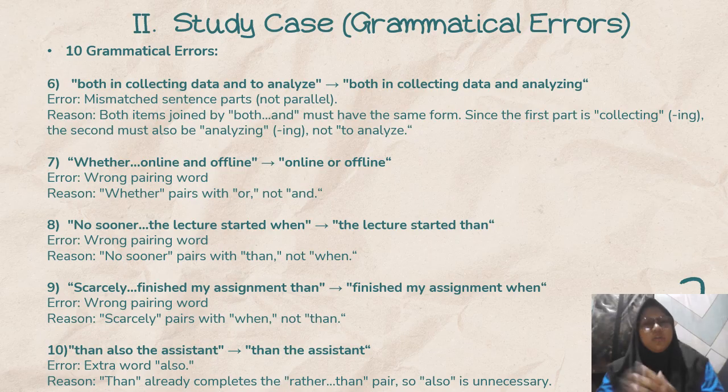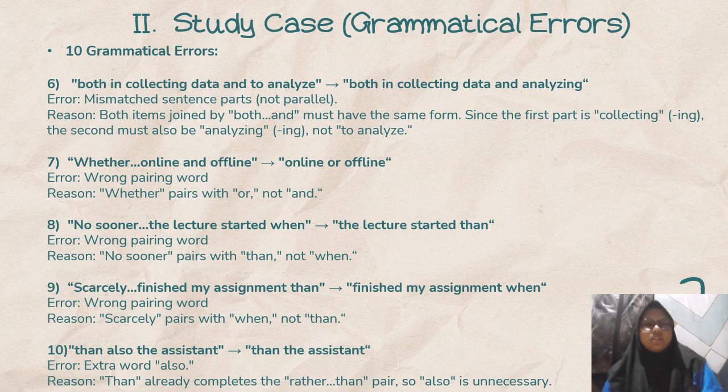Seven, whether online and offline. It should be whether online or offline. It's a wrong pairing word. Whether pairs with or, not and. Eight, no sooner the lecturer started when. It should be no sooner the lecturer started than. It's a wrong pairing word. No sooner pairs with than, not when.